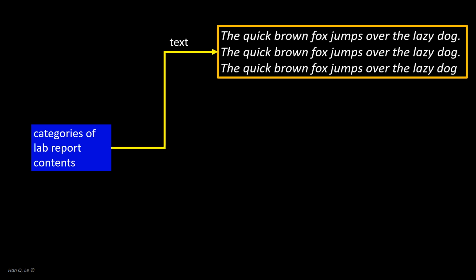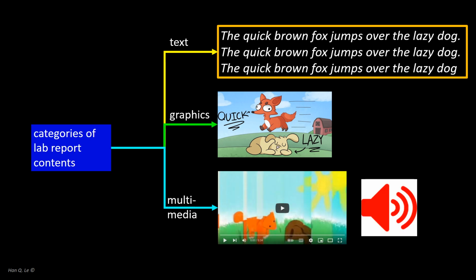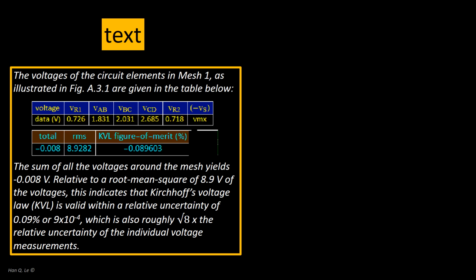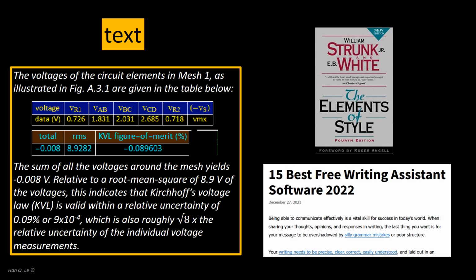More generally, what goes in a lab report can be put in three categories: text, graphics, and multimedia such as videos and sounds. For text, the criterion is basic clarity, readability, and sufficiency. Short, concise, to the point and informative are most desirable, no need for smooth or fancy prose. There are numerous writing assistant software that can help with this.